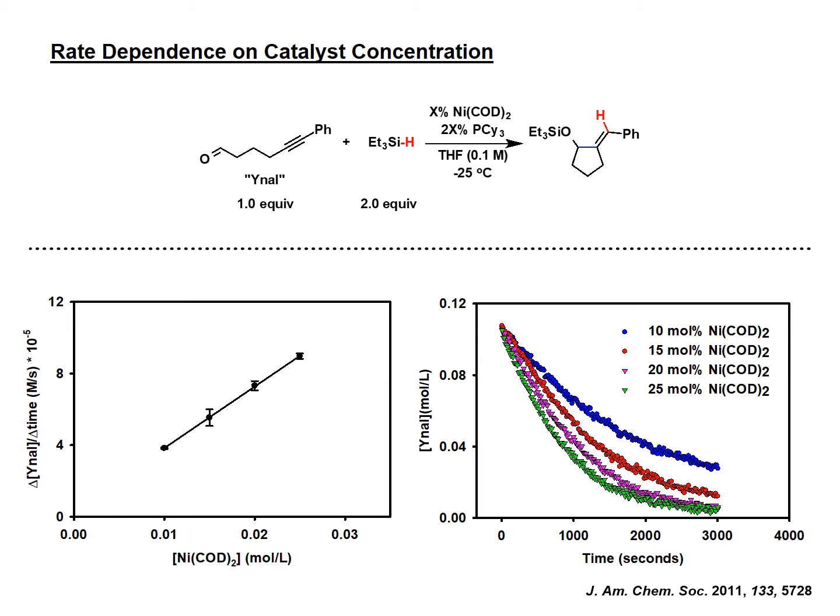So starting with the nickel catalyst, I'm still going to keep my 2-to-1 ratio of phosphine to nickel, and the initial rate that I'm getting from these different reactions progresses very linearly with respect to catalyst concentration. So there's a positive order dependence on my nickel catalyst. That's probably not super surprising that it's a positive driver for this reaction.